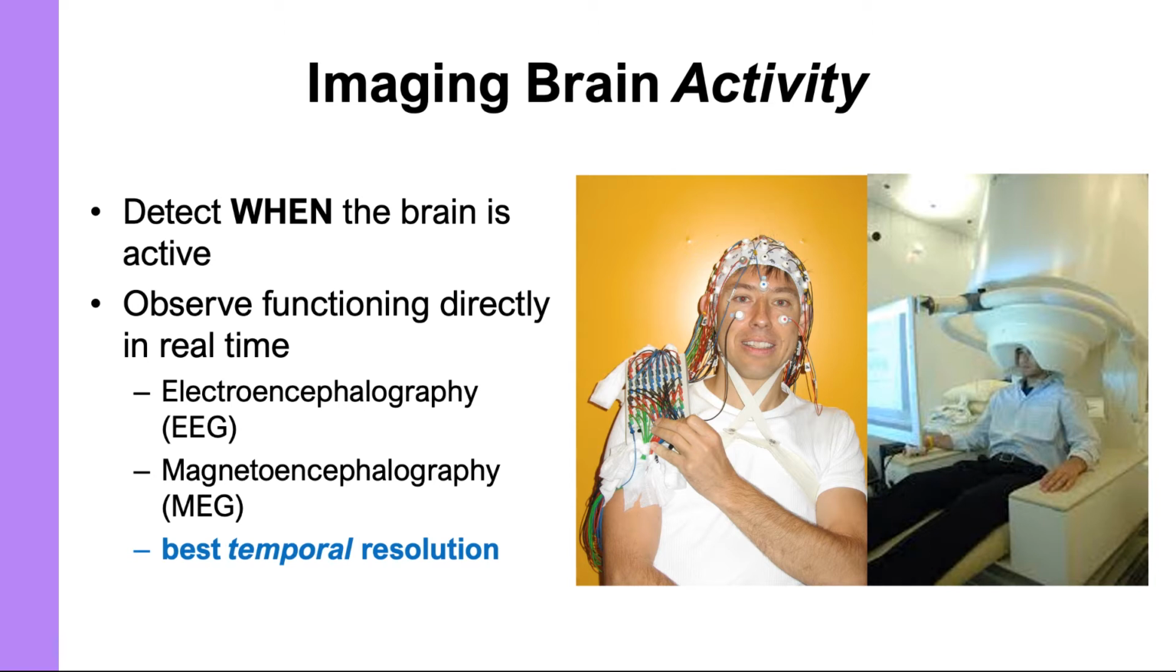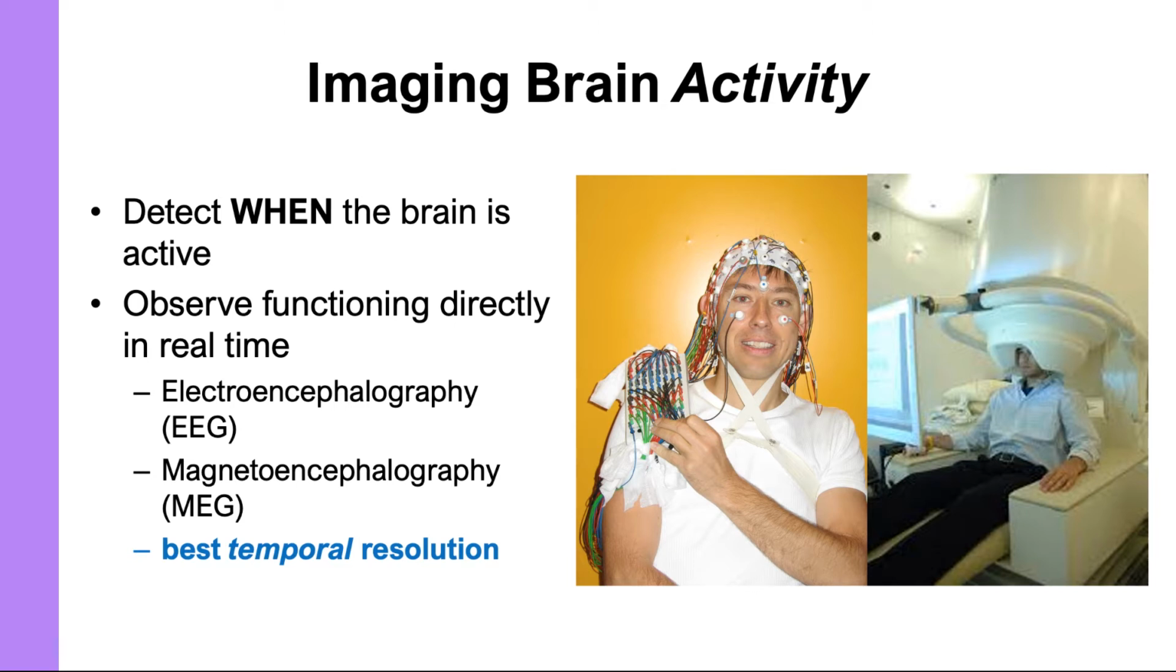And EEG can give you information down to the millisecond. Same thing with magnetoencephalography. If you want to have precision in terms of the timing of when the brain is active, we would refer to that as temporal resolution. Okay, these are the best ways to measure brain activity with temporal resolution.